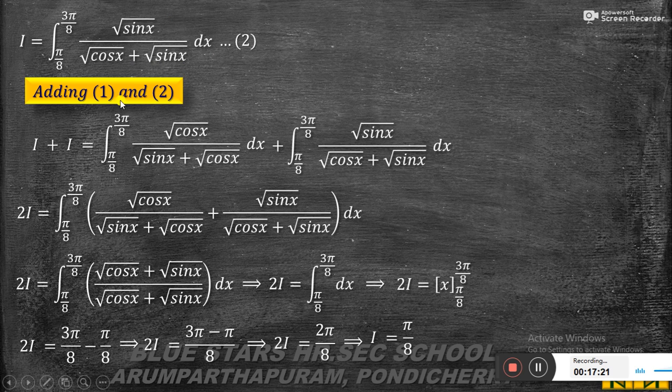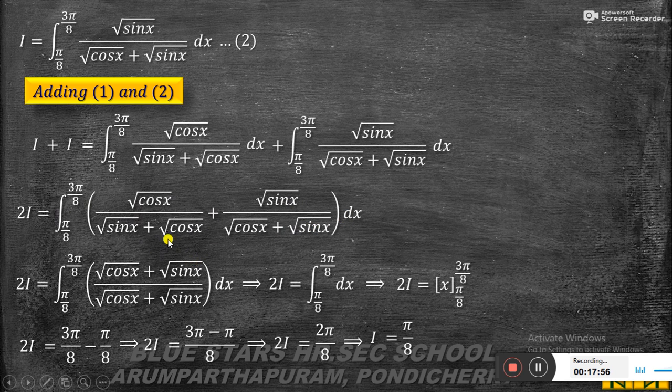So adding equations 1 and 2, I plus I equals the integral from pi by 8 to 3 pi by 8 of root cos x by root sin x plus root cos x dx, plus the integral from pi by 8 to 3 pi by 8 of root sin x by root cos x plus root sin x dx. The integral is common, so I write the integral outside: the integral from pi by 8 to 3 pi by 8 of root cos x by root sin x plus root cos x, plus root sin x by root cos x plus root sin x, into dx.